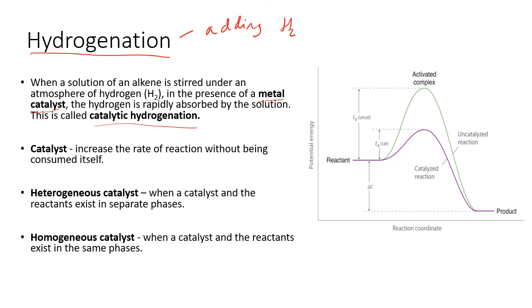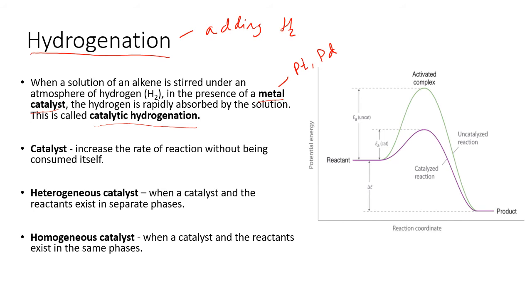And a catalyst is something that will help speed up the reaction without being consumed itself. So the metal is important to have, and there's lots of different metals that you can use that are essentially unreactive, such as platinum or palladium. But the whole point of that is just to provide a surface for the hydrogen gas and the alkene to interact on.